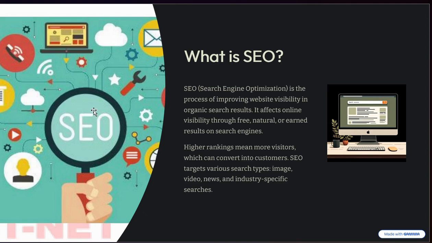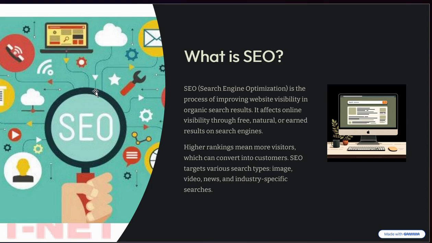First is, what is SEO? SEO, or search engine optimization, is a process of increasing your website's visibility in the organic, unpaid search results. Why does it matter? Quite simply, higher rankings mean more visitors, and more visitors tend to convert into customers. SEO does not just affect standard web pages, but it can also affect images, videos, news articles, and even industry specific searches.